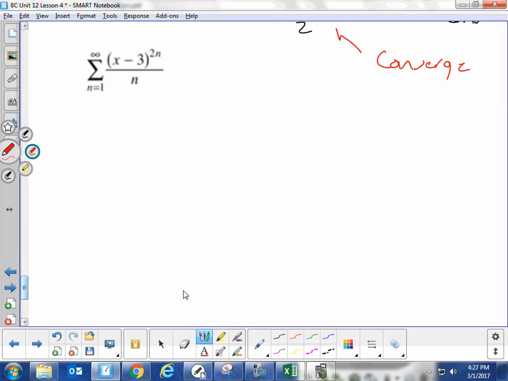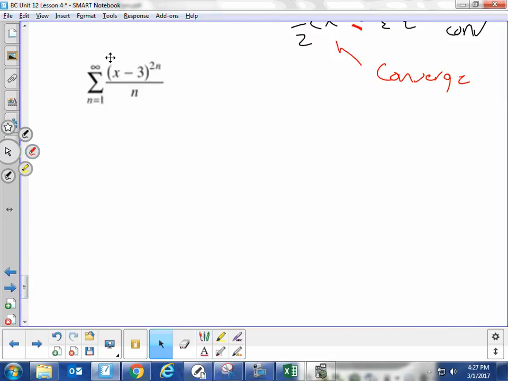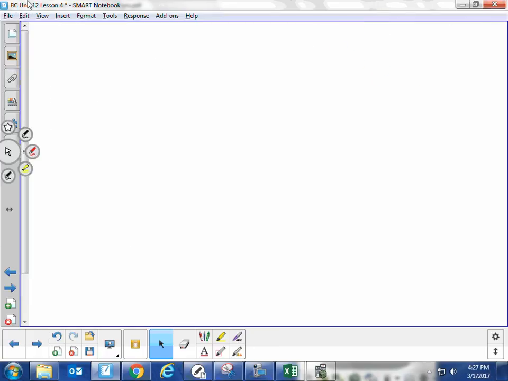Okay, let's try another one. Another one with the squared. We can do it. I'm going to start a new page. As you can tell, these take up a lot of space.